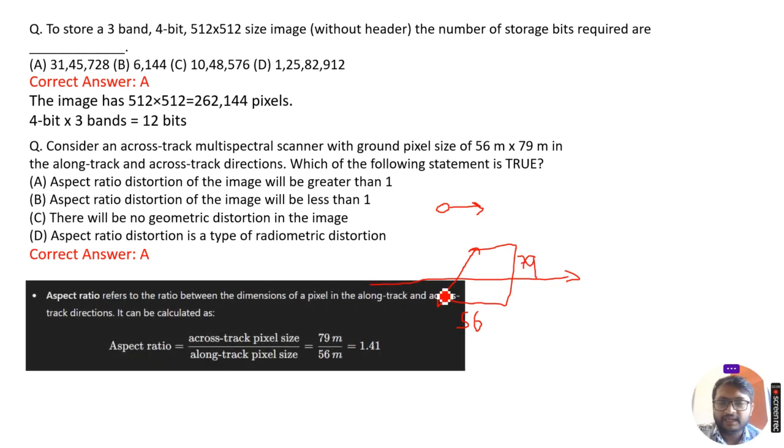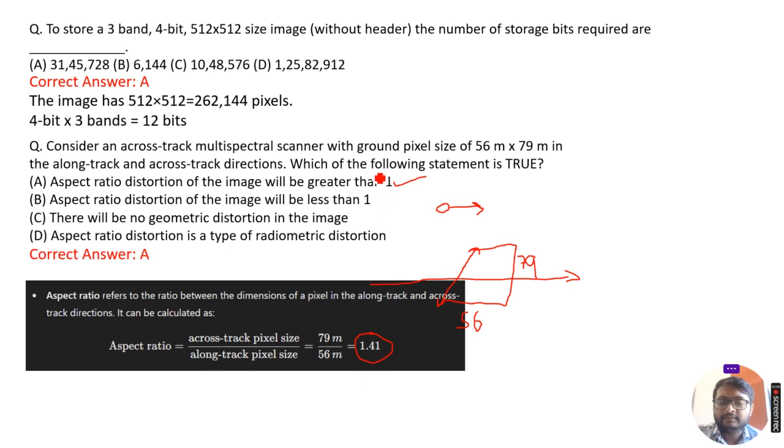If we do that, the aspect ratio is the ratio between the across-the-track pixel and the along-the-track pixel, basically this one divided by this one, 79 by 56. So the aspect ratio you will get is 1.41, which is greater than 1. So the correct option is option A.